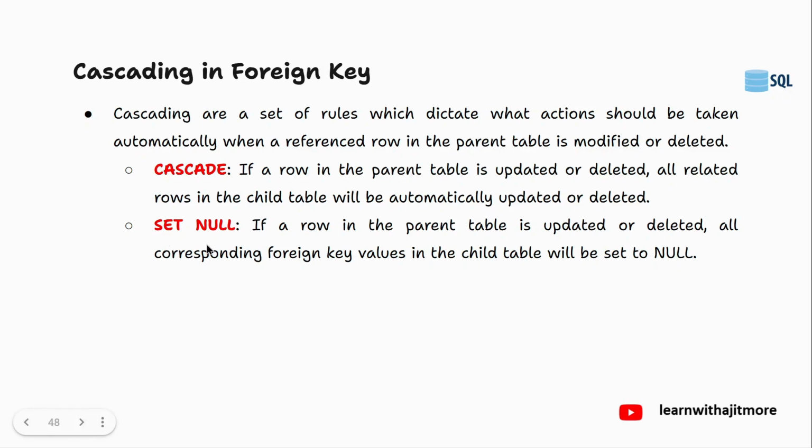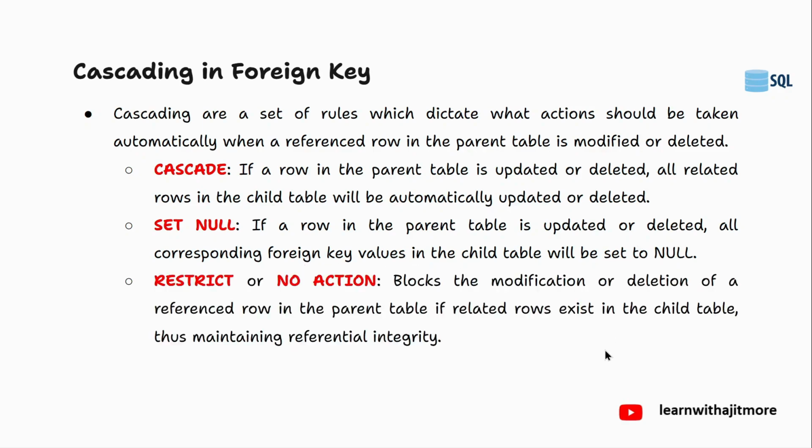What is done? If the parent is deleted or updated, then automatically the child records will also get set to null. They will not get automatically deleted or updated. The child referenced value becomes null. So if a row in the parent is deleted or updated, all corresponding foreign key values in the child will be set to null. And third is restrict or no action.